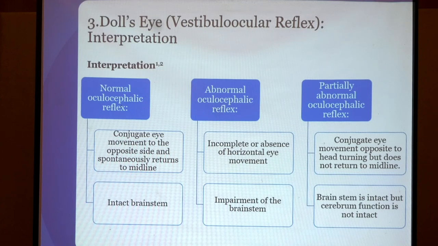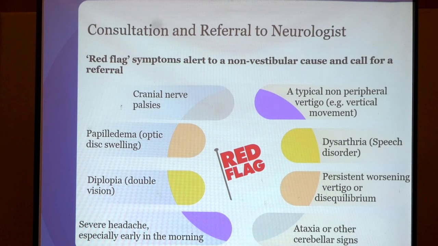If there is a partially abnormal oculocephalic reflex, the conjugate eye movement is opposite to the head turning but does not return to midline, and the brainstem is intact but cerebrum function is not intact. So these are the red flags that tell you that you have to take the opinion of a neurologist.